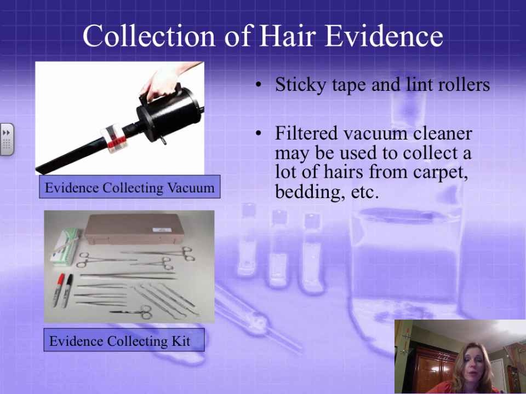So when hair evidence is collected, the best way to do it is to try and get one hair at a time. If it's just an isolated piece of hair, you can use tweezers. Otherwise, if it's more than that, you want to use a lint roller or some sticky tape. And you can use a special evidence collecting vacuum that has a brand new filter when you start collecting the evidence. And when you have a lot of hairs in a large area like carpet and bedding, this will often work well. But you want to try to collect them individually if you can, particularly if there's not a lot.